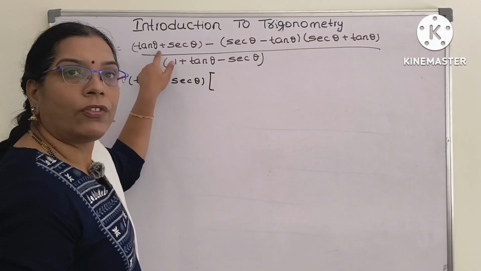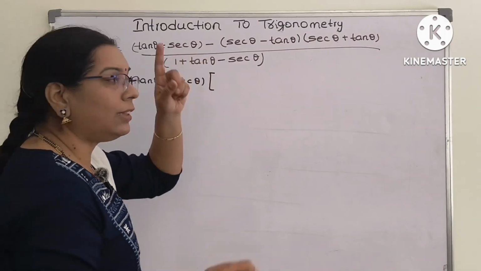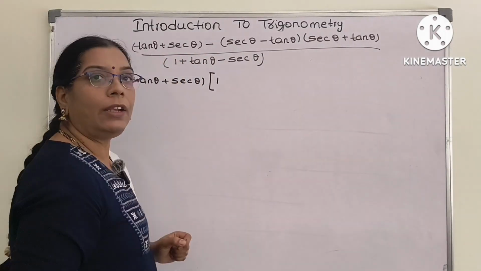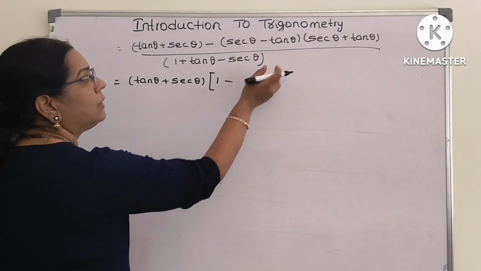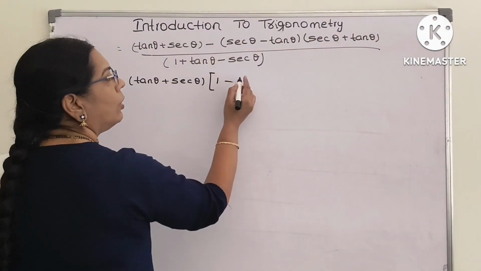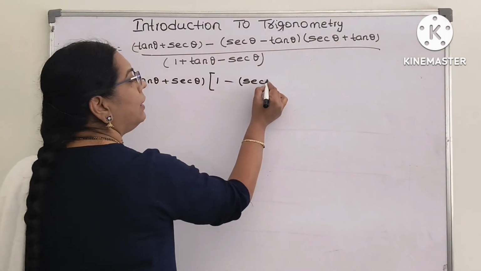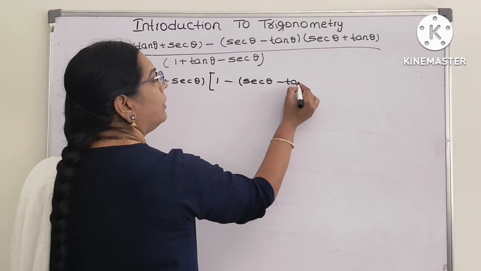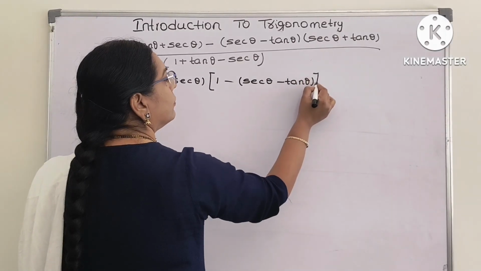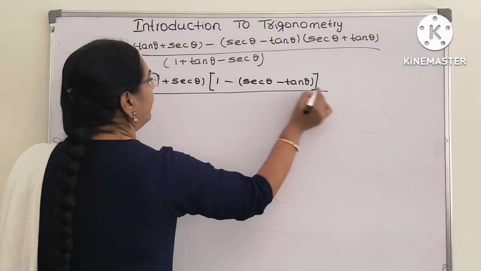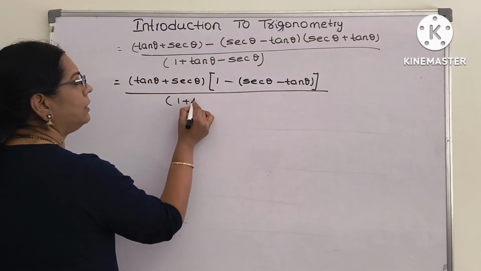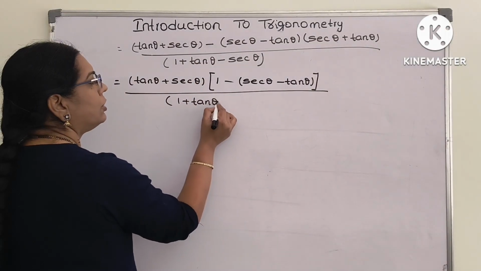If I take common, what will be left over in this term? Nothing. Nothing means you have to write 1. Do not ignore. Minus this whole thing I took common. So I am left with secant theta minus tan theta. And write the denominator as it is. There is no change in the denominator, children.